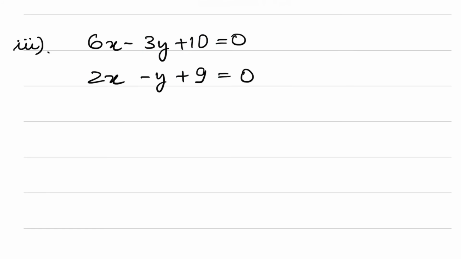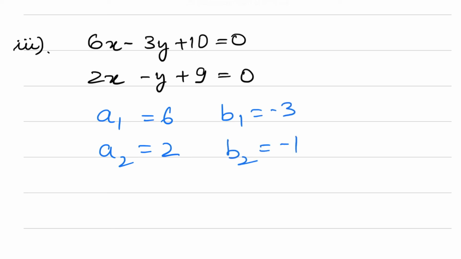So this pair, let's find out. A1 is equal to 6 and A2 is equal to 2. B1 is equal to -3. B2 is equal to -1. C1 is equal to 10 and C2 is equal to 9. So I have got the coefficients and the constant terms. Now let's find out the ratio.